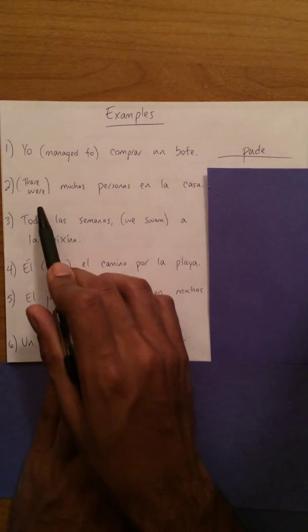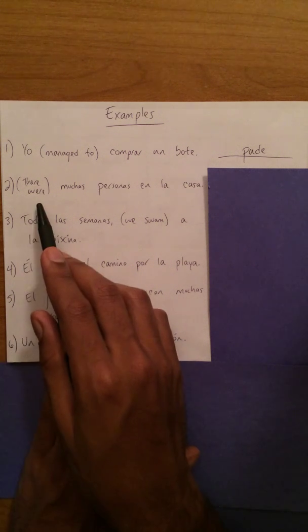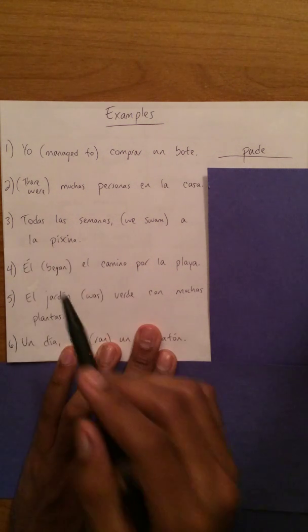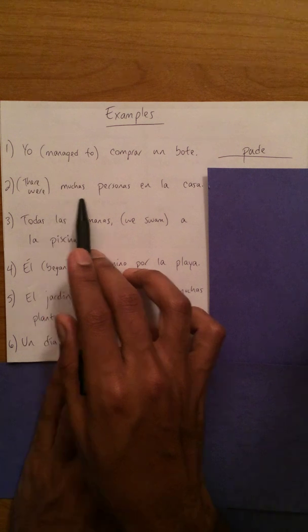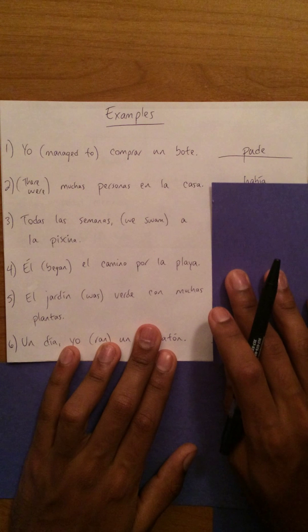Number two, there were muchas personas en la casa. Well, we know that there were is from the verb hay. And if we look what follows that, it's a description. So that's going to be imperfect, and the conjugation is había.